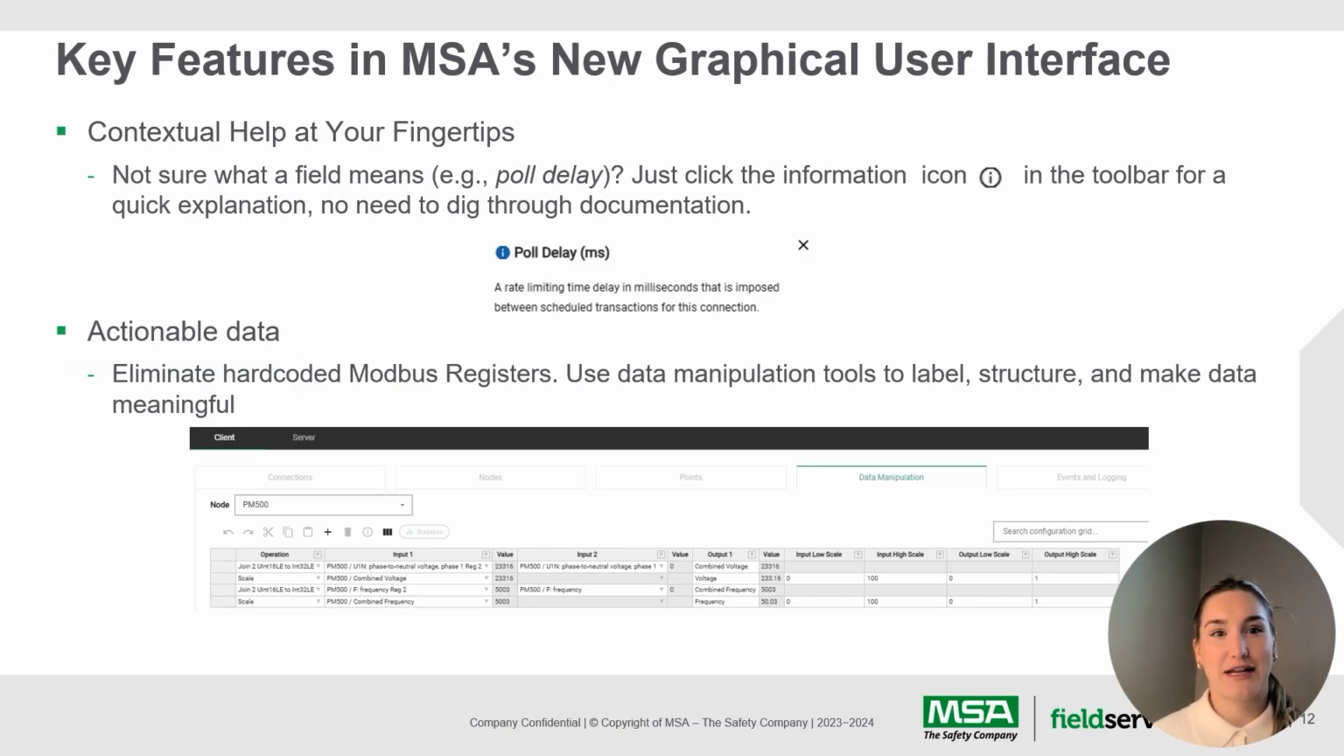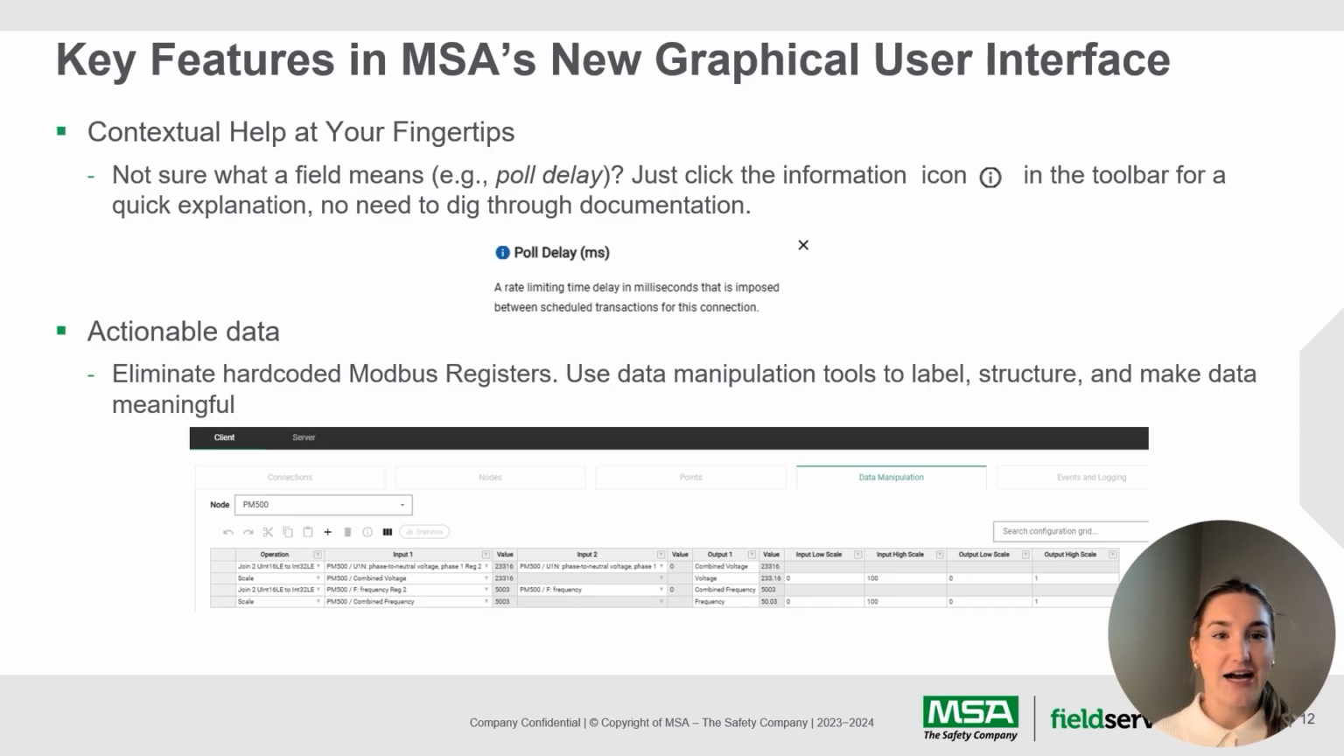Another key feature that I love is contextual help at your fingertips. Since there's a lot of niche information that goes into configuring devices, MSA makes it easier by providing contextual help. This means that when you're not sure what something means, click on the information icon in the toolbar and a quick explanation will come up. No need to dig through documentation. For example, if you're not sure what pull delay means, click on the icon and a blurb will pop up.